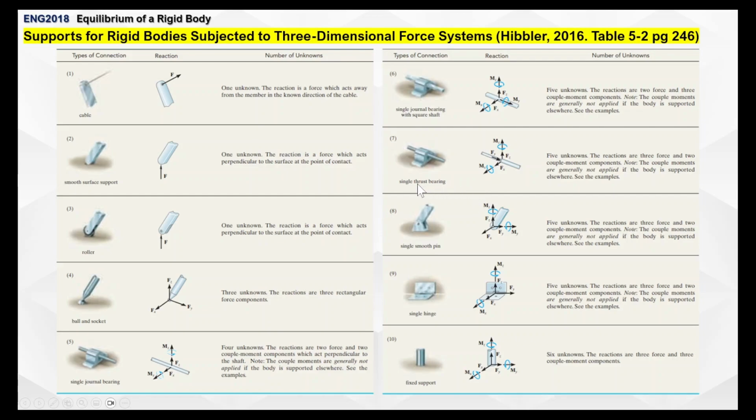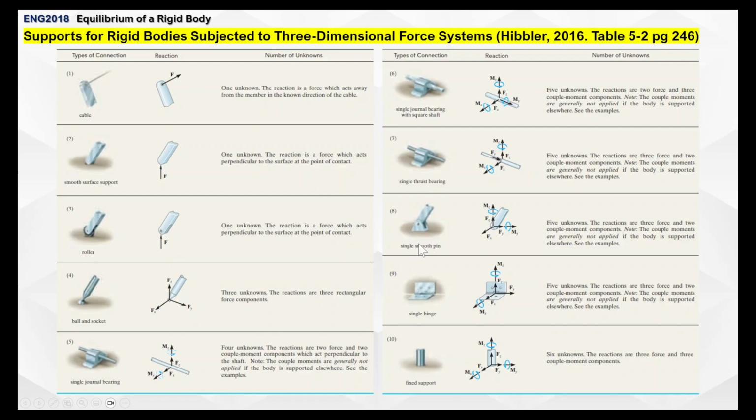Then of course, there's yung single thrust bearing. 5 unknowns, the reaction are 3 force and 2 coupled moments. The coupled moments are generally applied. So pag sinabing single thrust bearing, one force usually, one portion ng design na to is pinipigilan yung movement. In this case, it's trying to prevent an Y movement. Okay, so it's only one direction lang dapat ang allowed na movement niya. Okay? So meaning fixed support yung FY dito.